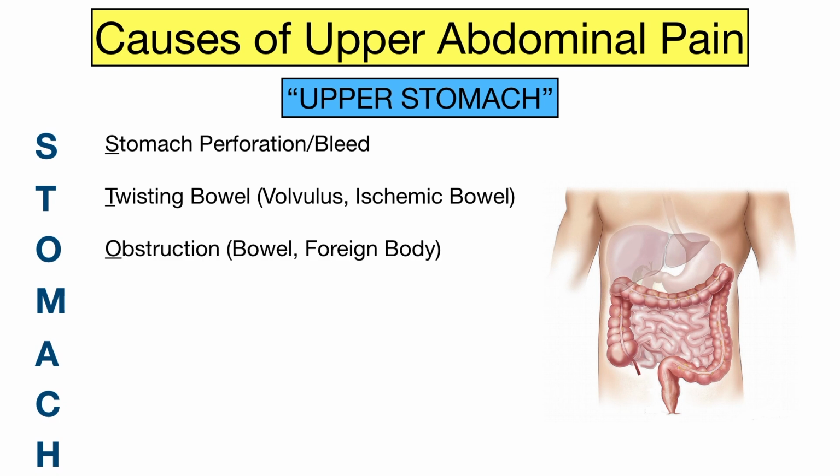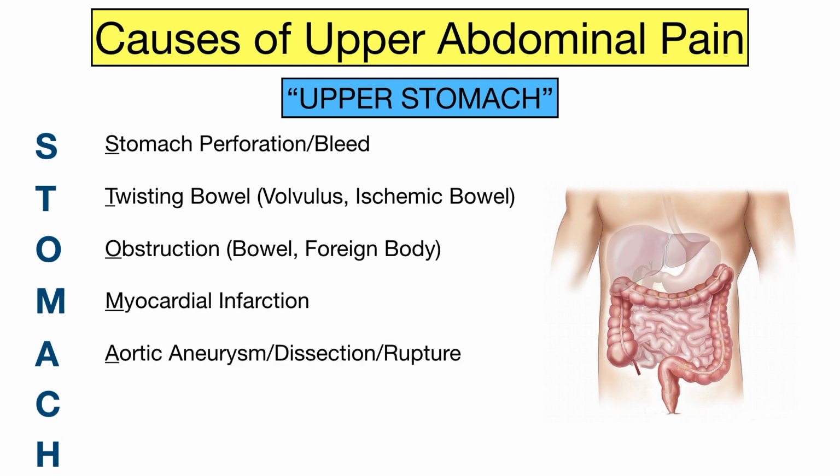The O stands for obstruction. This will help you remember bowel obstruction as well as foreign body ingestion. Next, we have the M, which stands for myocardial infarction or a heart attack. This is an important one. Some patients may present with upper abdominal pain that's actually a myocardial infarction. This can be true in patient populations who are elderly, female, history of diabetes, among others. You don't want to miss a myocardial infarction in someone presenting with upper abdominal pain, so make sure to always consider it and order an EKG and cardiac blood work as appropriate.